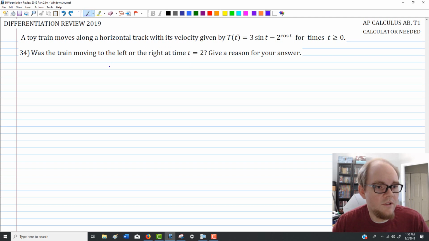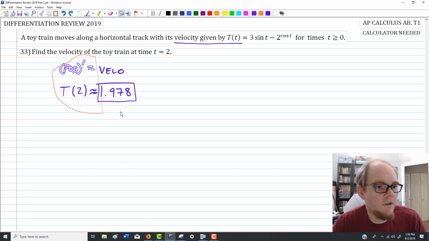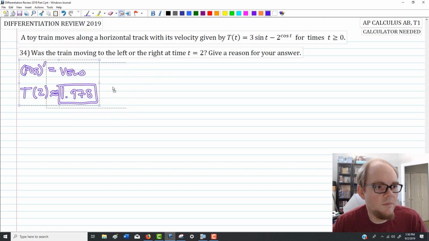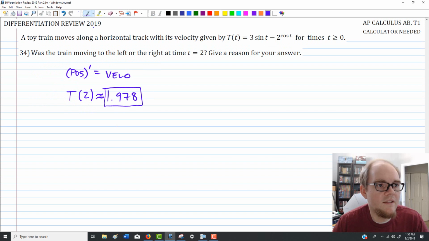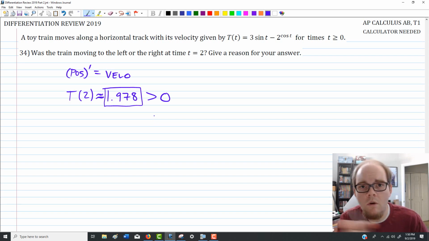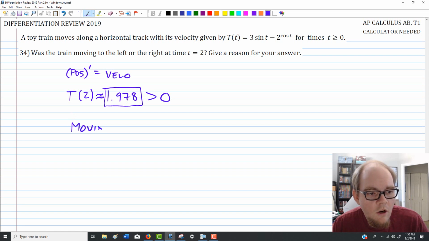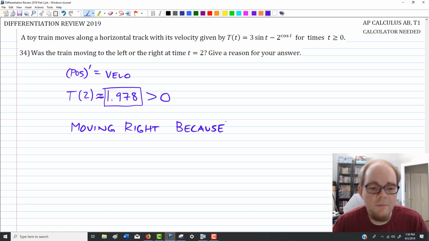Okay, 34, the next question. Was the train moving to the left or the right at t equals 2? Well, if you'll recall, we just discovered what the velocity was. In particular, we saw that the velocity was equal to 1.978. Obviously, that value is greater than 0, meaning that this is a positive velocity. And since velocity includes direction and we're moving along a horizontal track, we consider positive velocity to be moving to the right. So in this particular situation, what we'll say is that the train was moving right, and our reason here is because our velocity at 2 is positive.